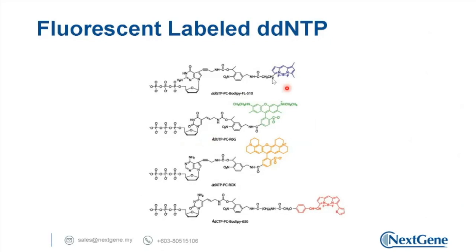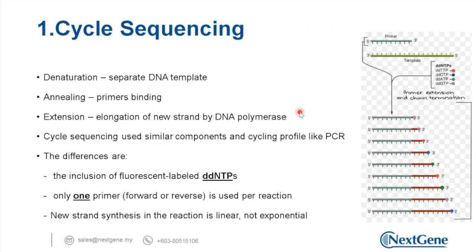Each ddNTP, for G, for A, for T, and for C, will be labeled with a different color. So if you see here, there are different colors. The total will be just four different colors over here.